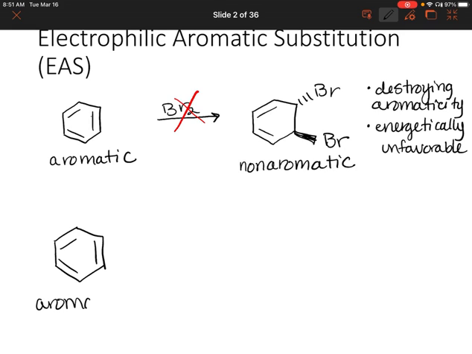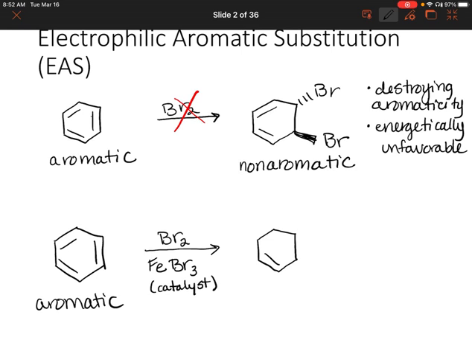Okay, so if we start with benzene again, we're going to try to add bromine to the ring, but this time we're using a catalyst, iron tribromide. And the product we end up with only adds one bromine to the ring. But notice that it's still an aromatic compound. So this is one way that we could add a halogen to our benzene ring.